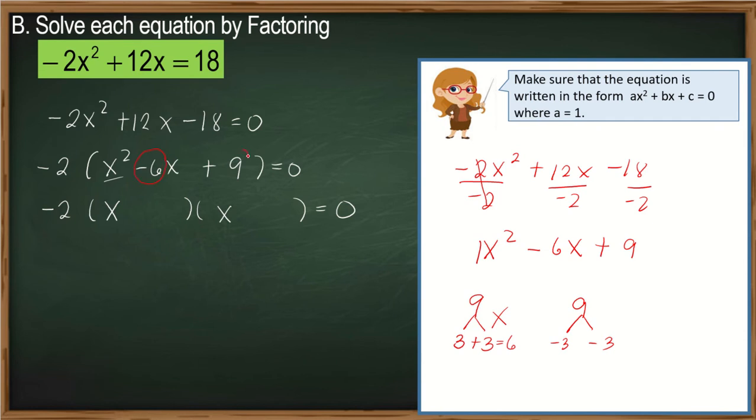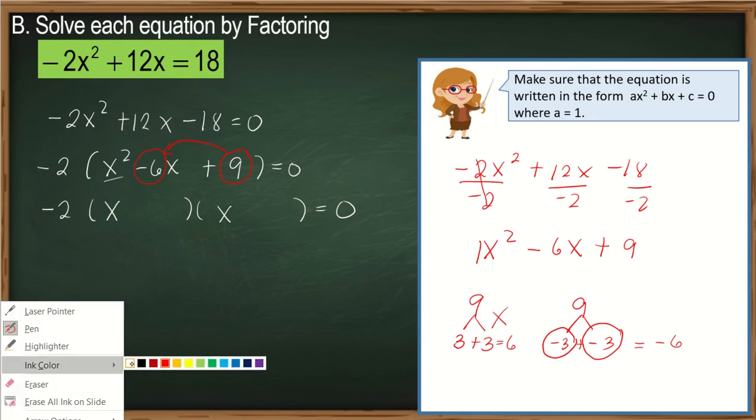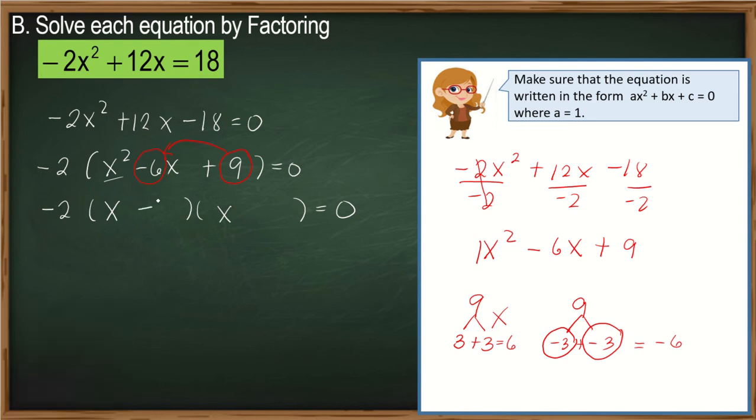Again, factors ng positive 9 na kapag i-add equals negative 6. So, how about negative 3 plus negative 3? Ang sagot niyan ay negative 6. So, ibig sabihin, gagamitin natin ang factors na ito, negative 3, negative 3. Susulat natin siya dito. So, we have x minus 3, x minus 3. Take note, yung sign ay naging operation. Then, after that, we apply the zero product property.